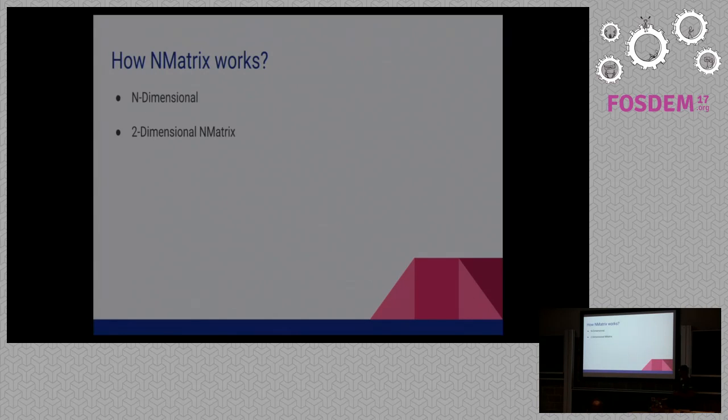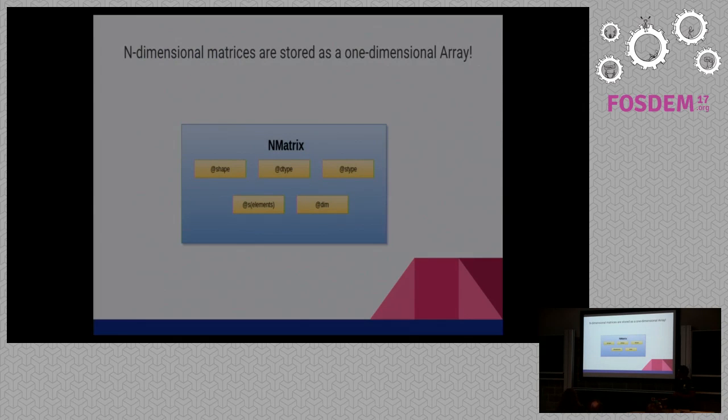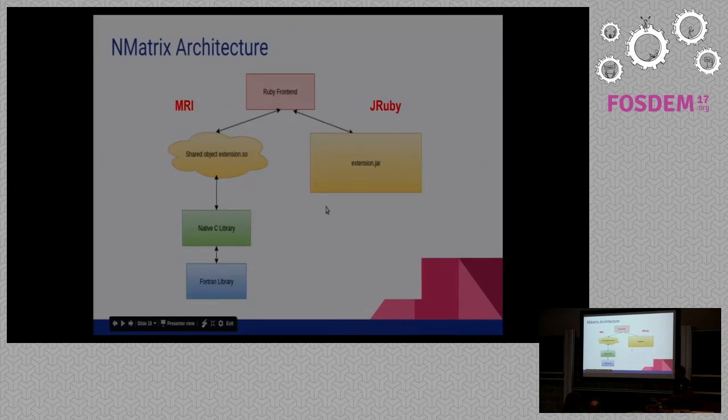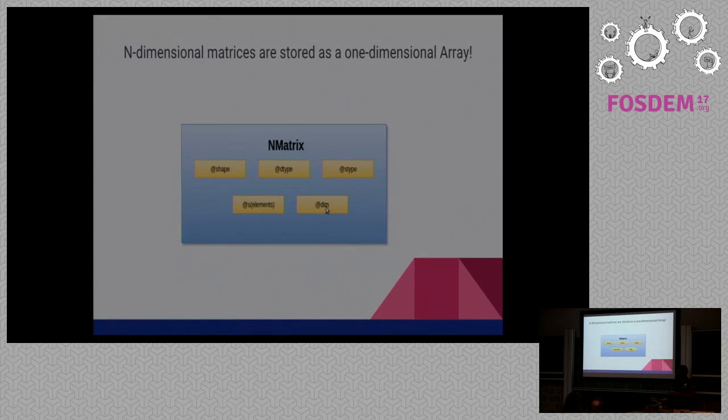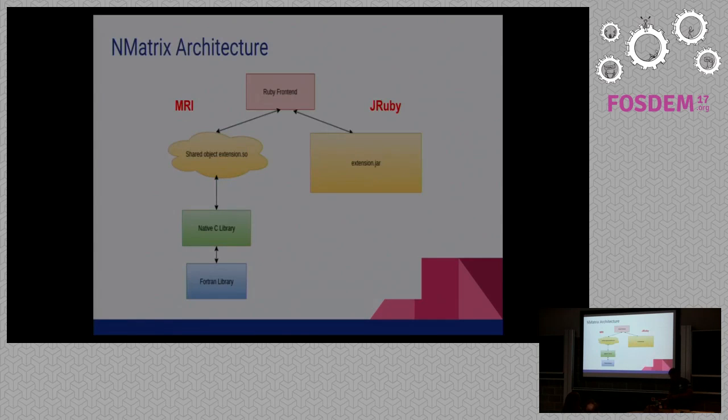So how does NMatrix work? Basically, NMatrix can be categorized into two parts, n-dimensional and two-dimensional. This is how an NMatrix object looks like. You have its shape, for example, I created a 3x3 matrix. Its shape is 3,3. Its dtype is float, or it can be anything like int, complex, like that. Stype is whether you want to store it as a dense matrix or a sparse matrix. Elements is basically the storage, the elements that go into a matrix. Now you have the dim. This means how many dimensions you have. For example, 3,3 is a two-dimensional matrix.